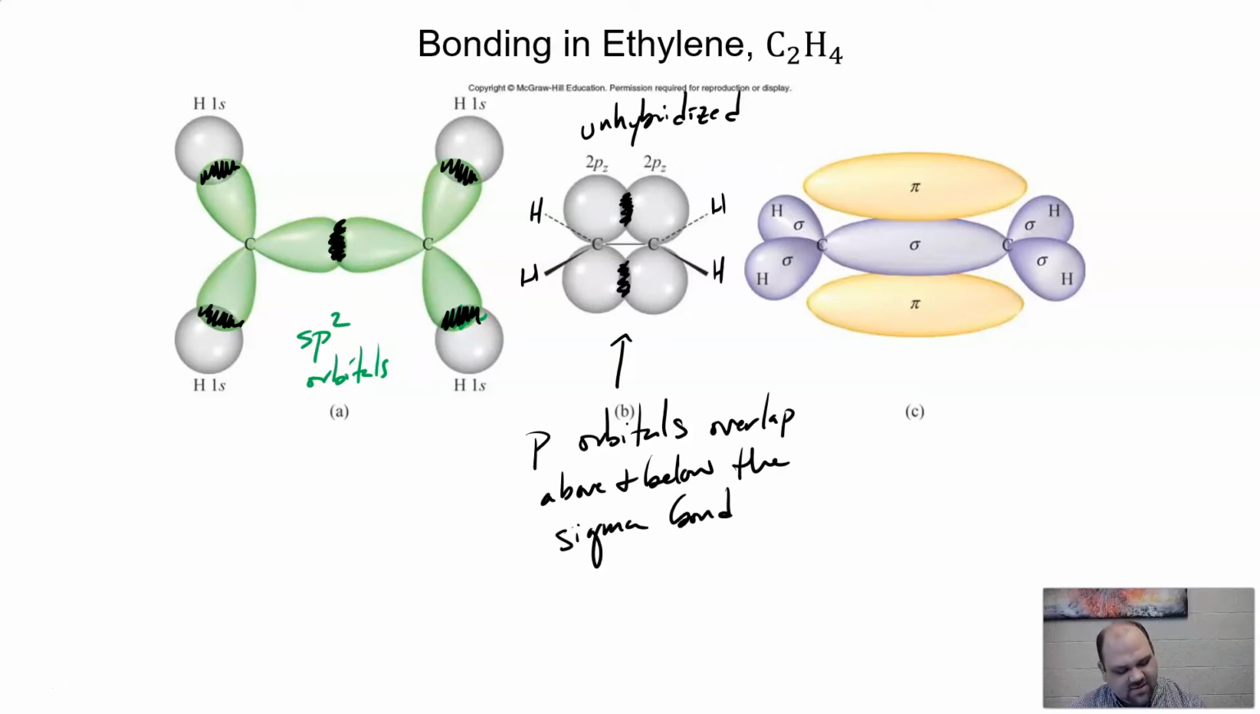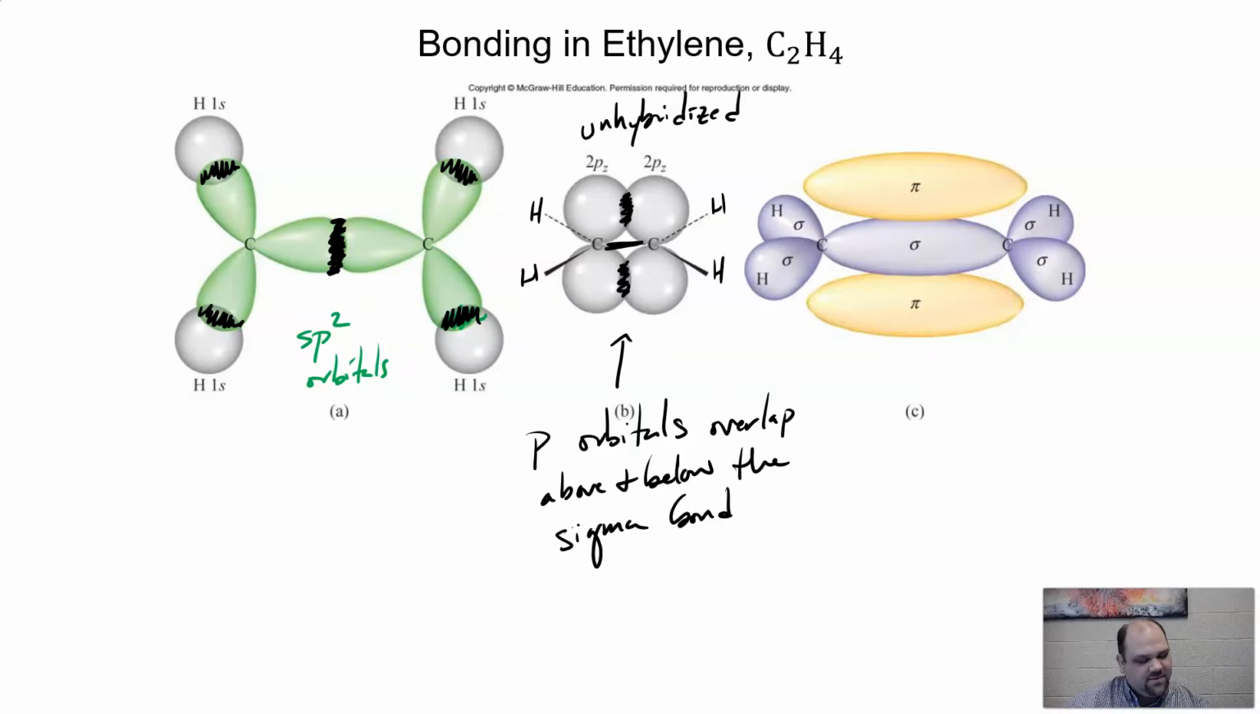So remember, this overlap in between the two carbons, because it's the hybrid orbitals overlapping, that's a sigma bond. The p orbitals that overlap above and below count as one bond, because that p orbital is sort of that double balloon shape. Those orbitals happen to overlap in two regions, but it's still just one bond. And so that forms the pi bond, right?